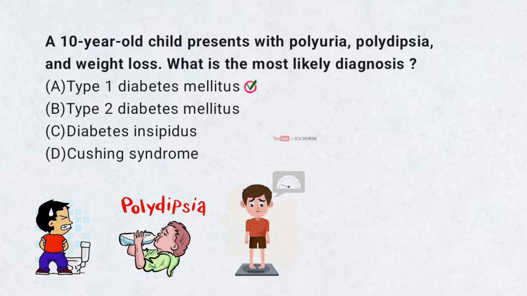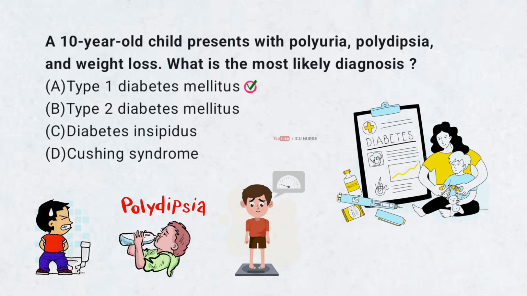Type 1 diabetes mellitus is characterized by polyuria, polydipsia, and weight loss due to insulin deficiency. It is the most common form of diabetes in children and requires lifelong insulin therapy.